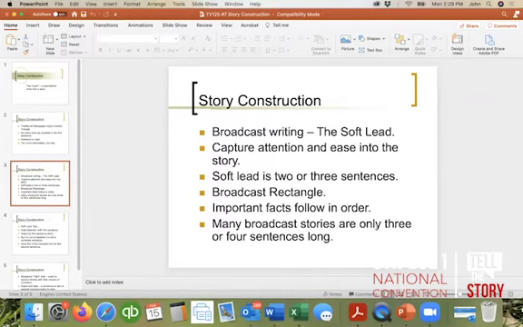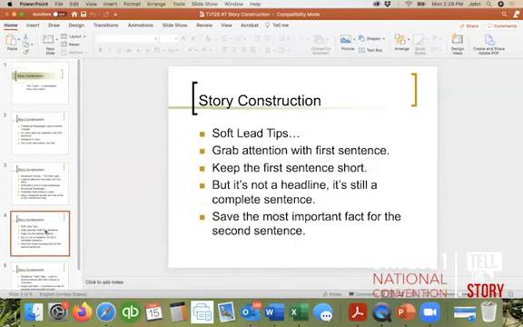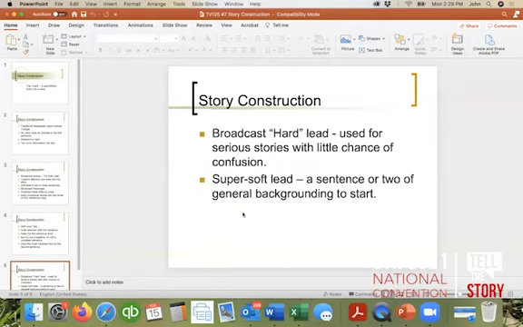And this says many broadcast stories are only 3 to 4 sentences long. That's true. Outside of the packages that the reporters do, if you look at the VOs and VOSOTs, they're 4, 5, 6 sentences. That's it. They're summarizing a whole story and moving on to up the story count. So soft lead tips: to grab attention, keep the first sentence short. It's not a headline, but should still be a complete sentence, and save the most important fact for the second sentence. You entice them with the first sentence, grab them with the second. A hard lead is, boom, you're just coming right out and giving them the overarching headline for the day.